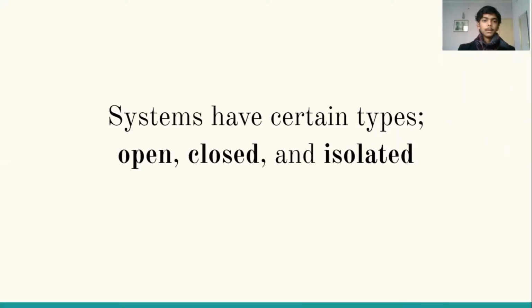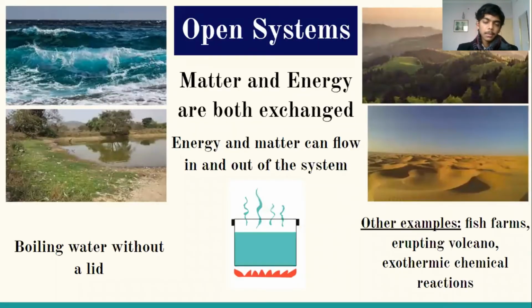All right. Systems have certain types: open, closed, and isolated. Let's look into it. Firstly, beginning with the open systems. Well, essentially, open systems are systems which have no boundaries regarding energy input or matter input, and the same goes with output. Now, what I mean by that is we can put whatever energy and matter we want into that system without any restrictions, and that energy and matter can come out of that system without any restrictions.